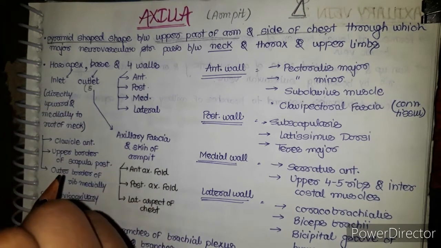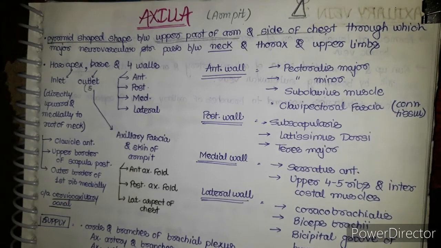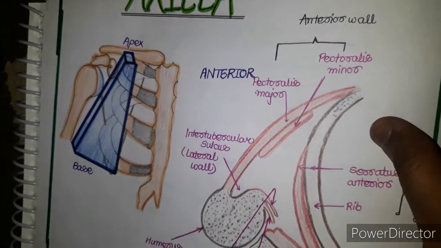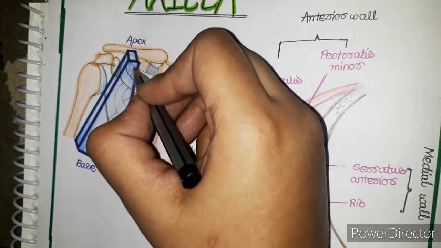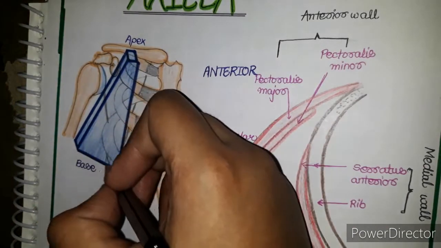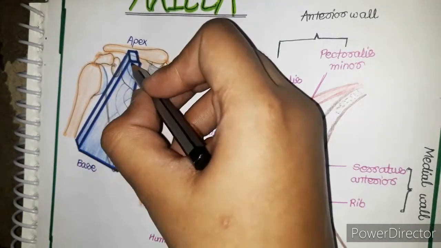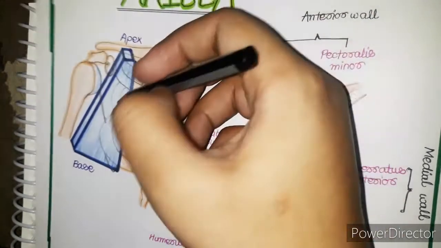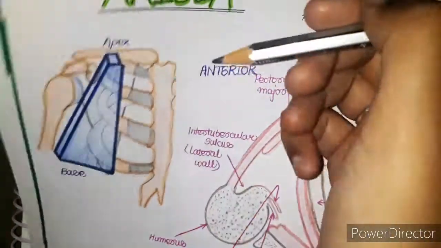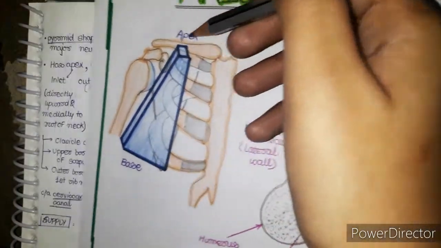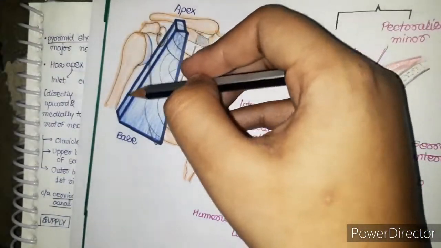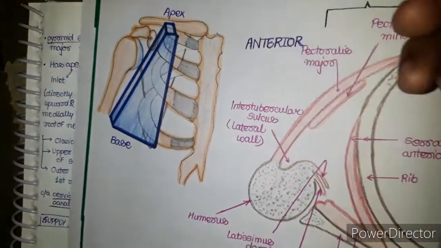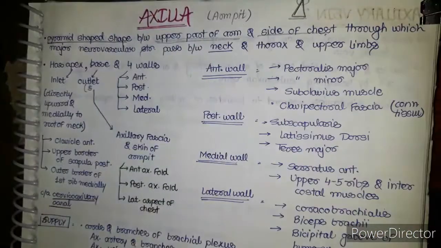You won't get this here, so let me show you the diagram of the axilla, then you will get it easily. This is the diagram of the axilla. It is pyramidal in shape. This is the apex of the axilla where the neurovascular structures will pass. This is the base of the axilla. And these are the 4 walls: the anterior wall, behind this is the posterior wall, this is the medial wall, and this is the lateral wall. These are the ribs, this is the sternum, this is the humerus, and this is our clavicle.